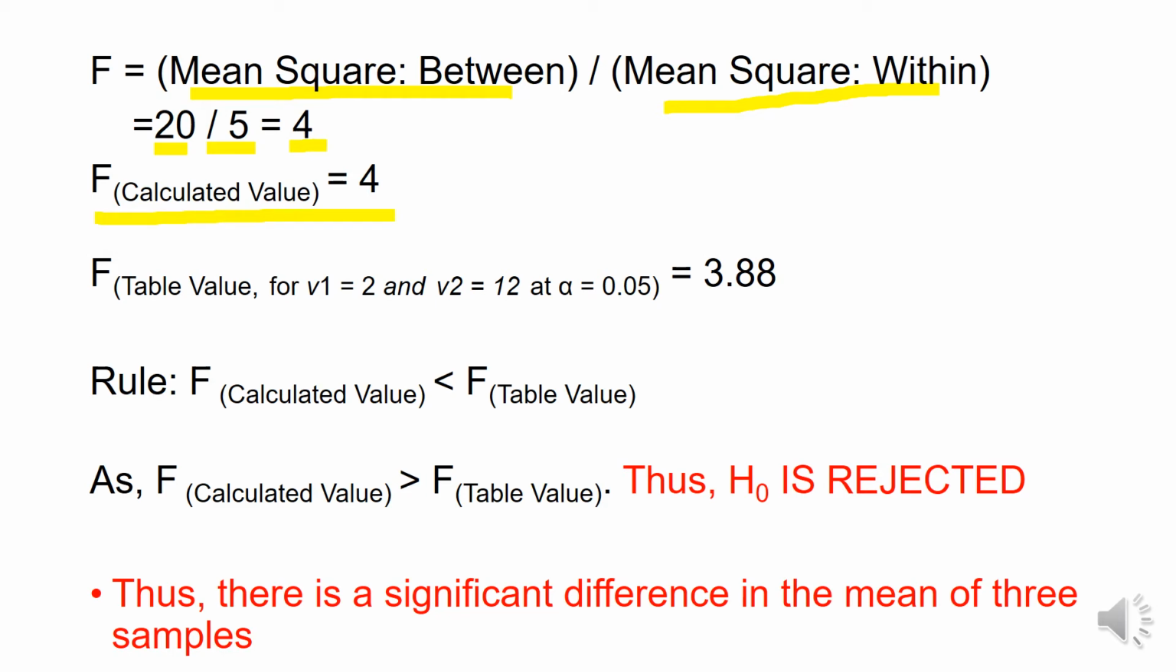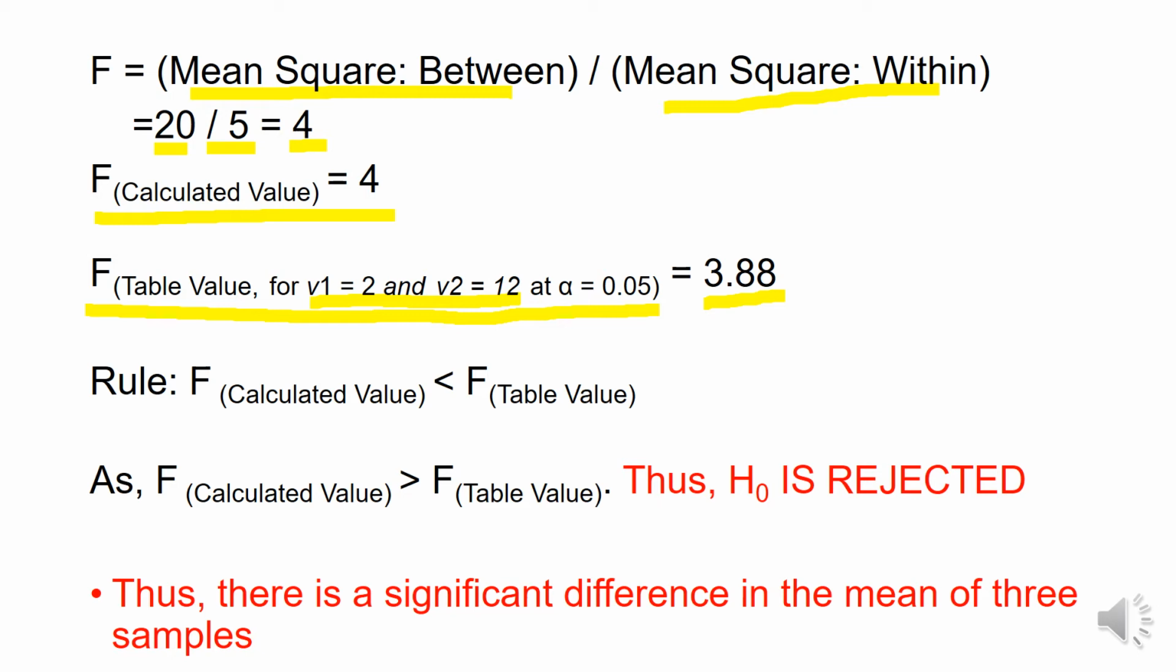Now we will calculate the table value of f for v1 equal to 2 and v2 equal to 12. Students, please note that these two values we have taken from the ANOVA table which we have recently studied. So f table value for v1 equal to 2 and v2 equal to 12 at 5% level of significance is equivalent to 3.88. The table value can be taken from the f table which is given at the end of the books or in the mathematical tables.